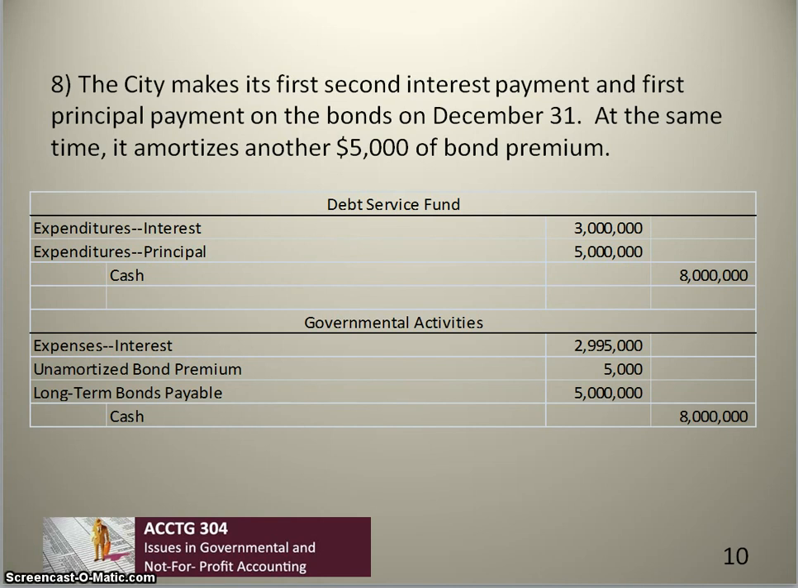Next, on December 31st, the city makes its second interest payment on the bonds and its first principal payment, and it amortizes another $5,000 of bond premium. So in this case, our entries are the same as they were on June 30th, except that now we've also added the payment of principal. In the debt service fund, the payment of principal of $5 million is an expenditure. Again, because under modified accrual accounting, we are only looking at the flow of current financial resources, and there's no long-term liability for the bonds recognized in the governmental funds. So the payment of principal is always an expenditure. In the governmental activities, on the other hand, we do recognize the $5 million payment of principal not as an expense or an expenditure, but as a reduction of the long-term liability account, long-term bonds payable.